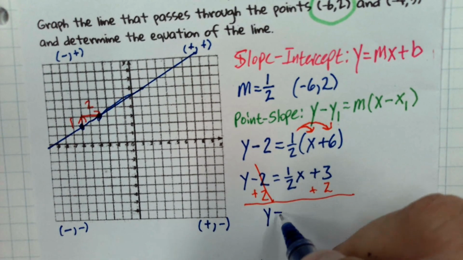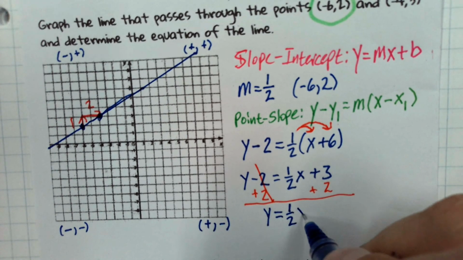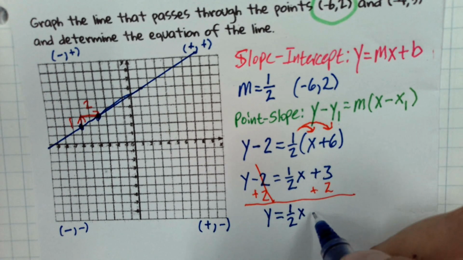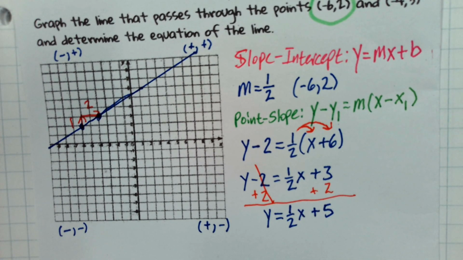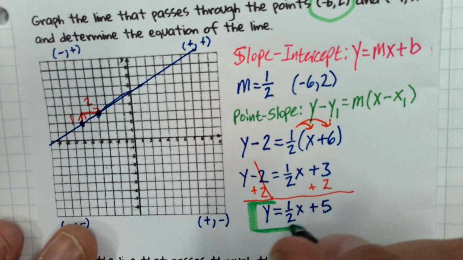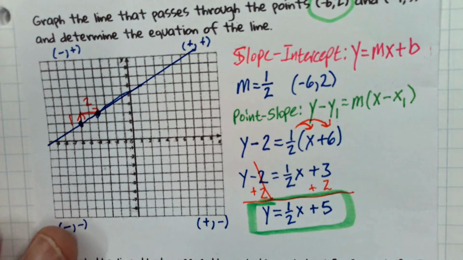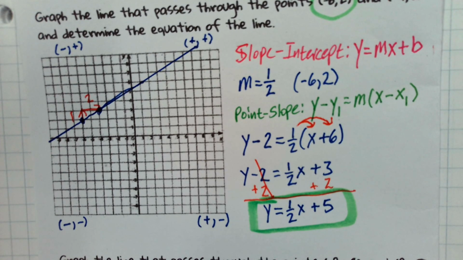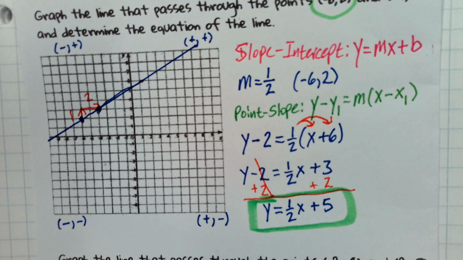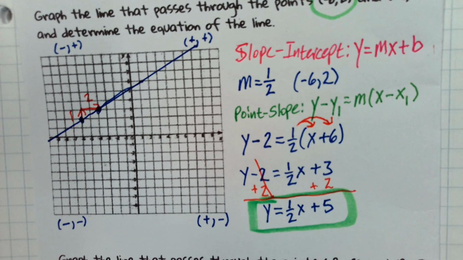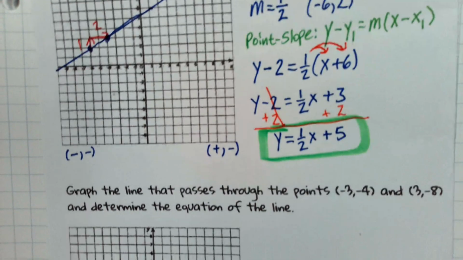Y equals 1/2 x, and then 3 and 2 makes 5, so plus 5. That's the equation for that line in slope-intercept form. Y equals 1/2 x plus 5. Okay. All right. Well, that wasn't too bad. So if you're given 2 points, you graph the line, you can get the equation for the line this way. Let's try it again on the next one. Okay? You guys ready?